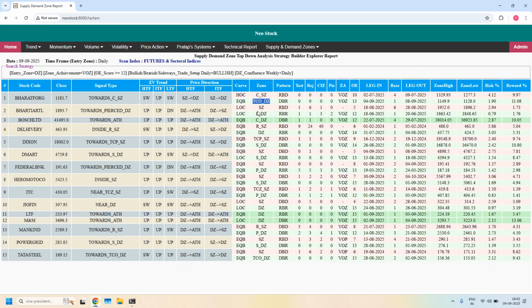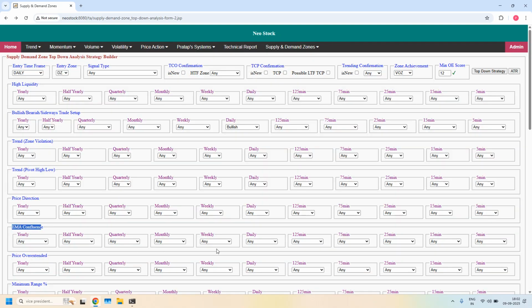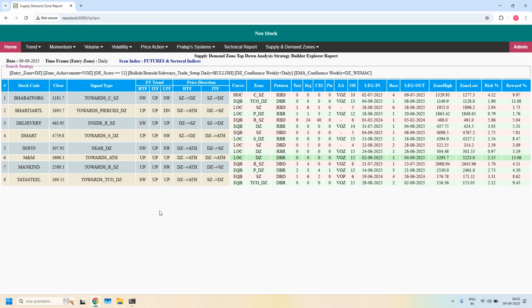All these daily demand zones are overlapped with weekly demand zones. And weekly trend, that is ITF trend, is uptrend in all the stocks. So we can further filter based on weekly demand zone having weekly EMA confluence. Because weekly trend is uptrend and daily demand zone is overlapped inside the weekly demand zone. So 8 stocks are filtered.